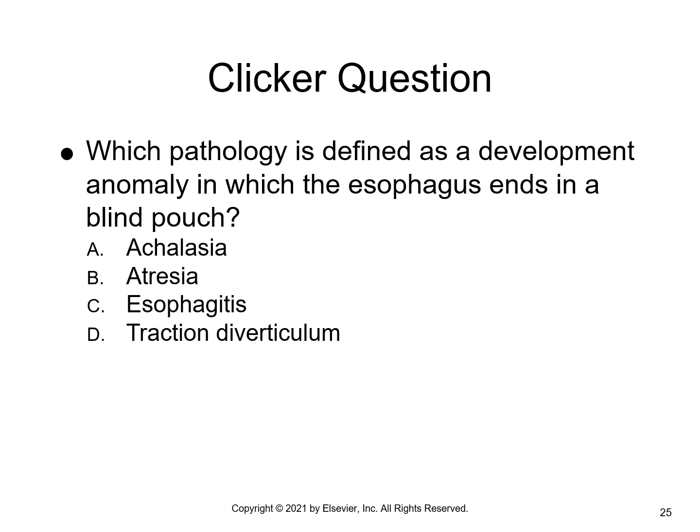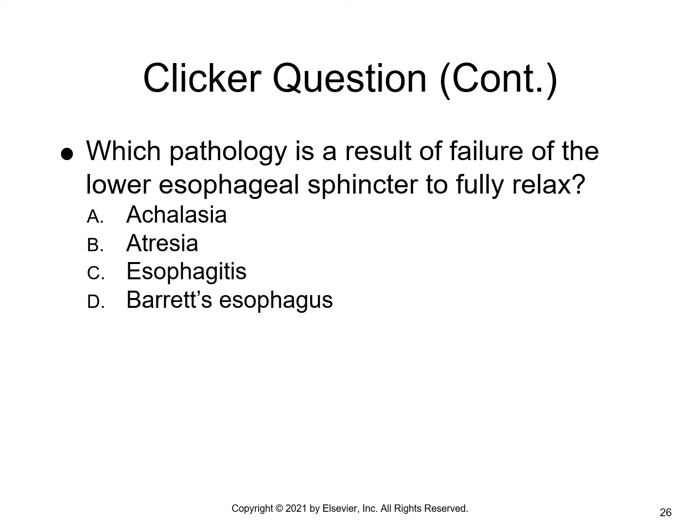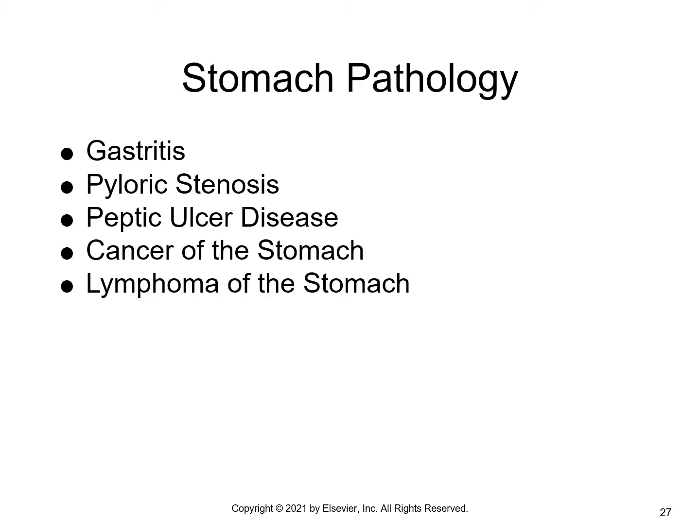All right, which pathology is defined as a developmental anomaly in which the esophagus ends in a blind pouch? This is atresia, when you have a lumen or a tube that just comes to an unexpected end. It's referred to as atresia, and this is associated with esophageal or tracheoesophageal varices. Which pathology is a result of failure of the lower esophageal sphincter to fully relax? This we just spoke about, it's achalasia. So this is a failure of the nervous system that will not allow that esophageal sphincter to relax. Okay, that will move us into some of our stomach pathology.